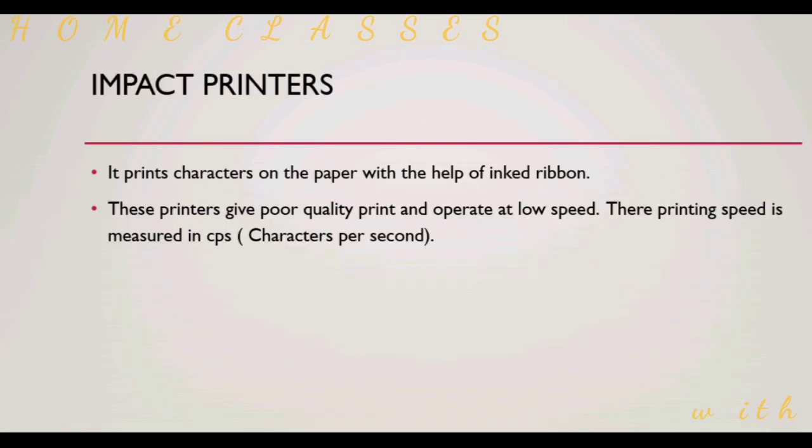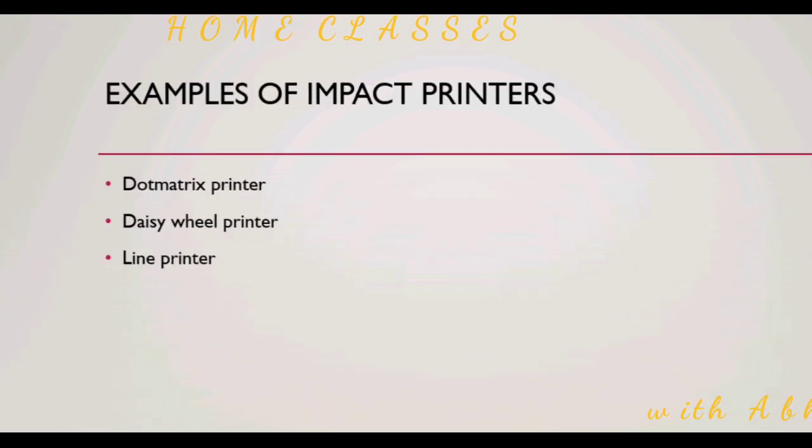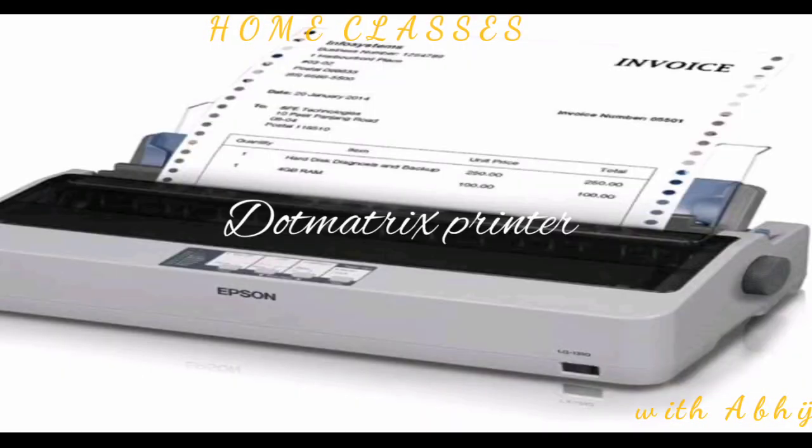Impact printers, what are impact printers? It prints characters on the paper with the help of inked ribbon. And these printers give poor quality print and operate at low speed. The printing speed is measured in CPS, that is characters per second. Examples of impact printers are dot matrix printer, daisy wheel printer, line printer, and here are the images.